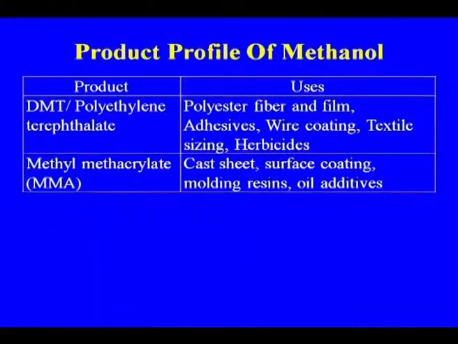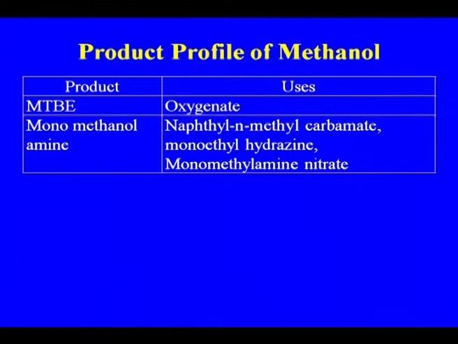So, I was discussing the product profile of methanol. These are the product profile of your methanol: DMT, polyethylene terephthalate, polyester fiber, film, adhesives, wire coating, textile sizing, herbicides. Methyl methacrylate, that is the sheet, Perspex glass, which we call polymethyl methacrylate, surface coating, molding resin, oil additives. MTBE and the MEA. MTBE, already we discussed the importance of the MTBE and the oxygenates, how we are making it, while discussing the recovery of C4, C5 from the petroleum and petrochemical complex. Monomethanolamine is another very important product, that is also a very good solvent and absorbent that we are using.